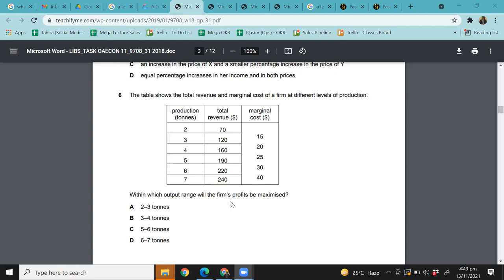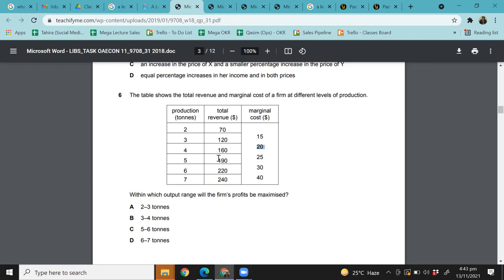Where's marginal revenue? Come on, students, shouldn't be taking you that long. How do you calculate marginal revenue? The difference in total revenue is your marginal revenue, right? So 120 minus 70, 50 is your marginal revenue. But how much is the marginal cost? 15. So that can't be the answer. Then moving from 3 to 4, how much is your marginal revenue? 160 minus 120, 40. And the marginal cost was only 20. So that can't be the answer.